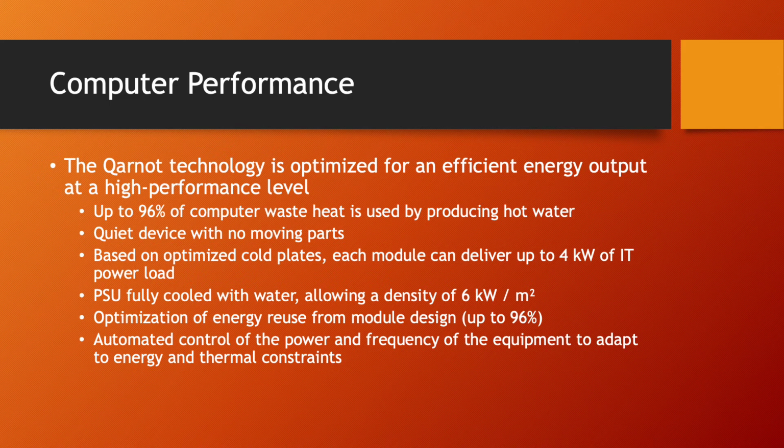So you also have automated control of the power and the frequency of the equipment to adapt to energy and thermal constraints. The app and everything else that's used to control this device is super simple and straightforward, and it's really not difficult to learn. And it's quick to adapt to the environment it sits in. When you lower the temperature, you're really not going to have to wait too long to get it to where you need. It's an extremely friendly device, and it reacts quickly to the instructions you give it.